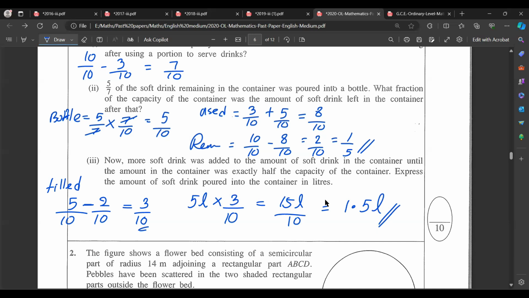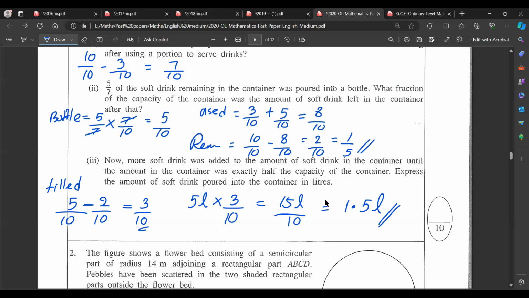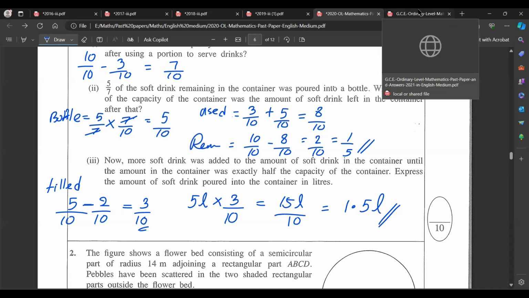So the container in liters. They are asking in liters. It is 1.5 liters. Actually, what is the fraction? They are asking by the liters. Yeah? Liters. You have to think like that. Clear?